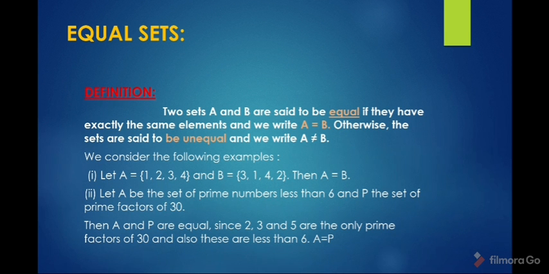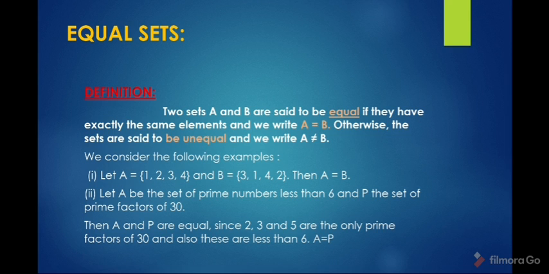Now the last topic, equal sets. Two sets A and B are said to be equal if they have exactly the same elements, and we will write A = B. Otherwise the sets are said to be unequal and we will write A ≠ B. So two sets are equal if they have exactly the same elements.